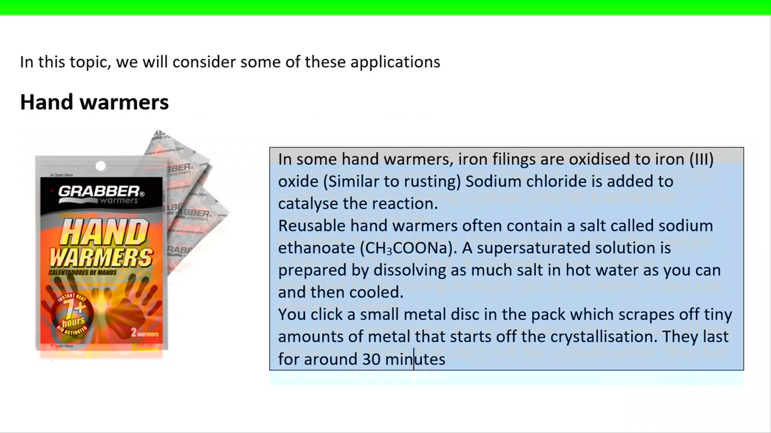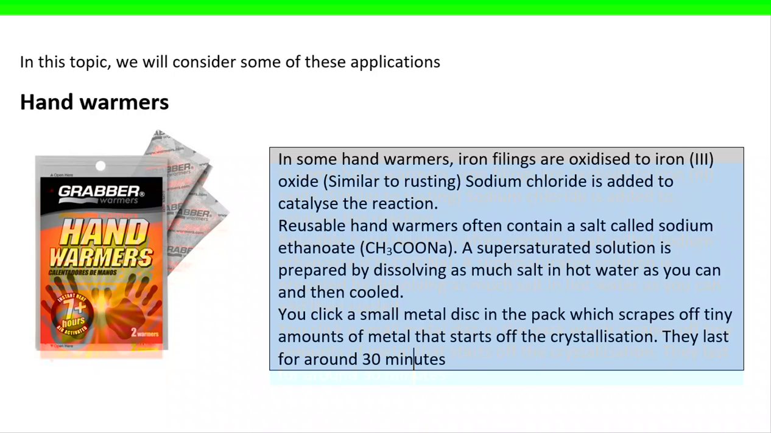So let's take a look at a couple of examples. We've got hand warmers here. Now, it might be that you have a single-use hand warmer. That's iron filings and iron oxide. And when you open those up, they will react together, they will generate heat, and you can use those to warm your hands on a cold day. But once that reaction has happened, you can't use them again.